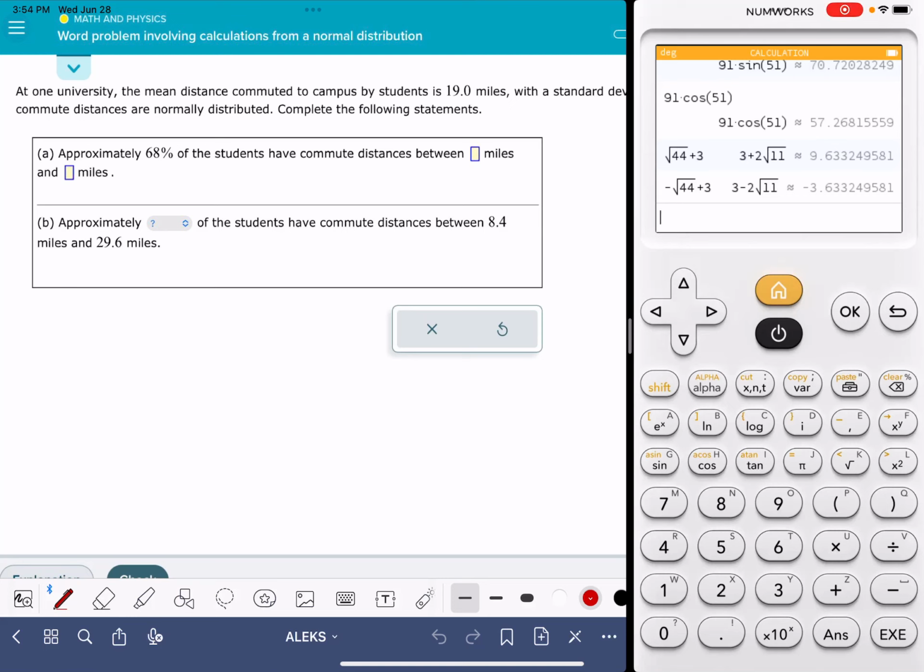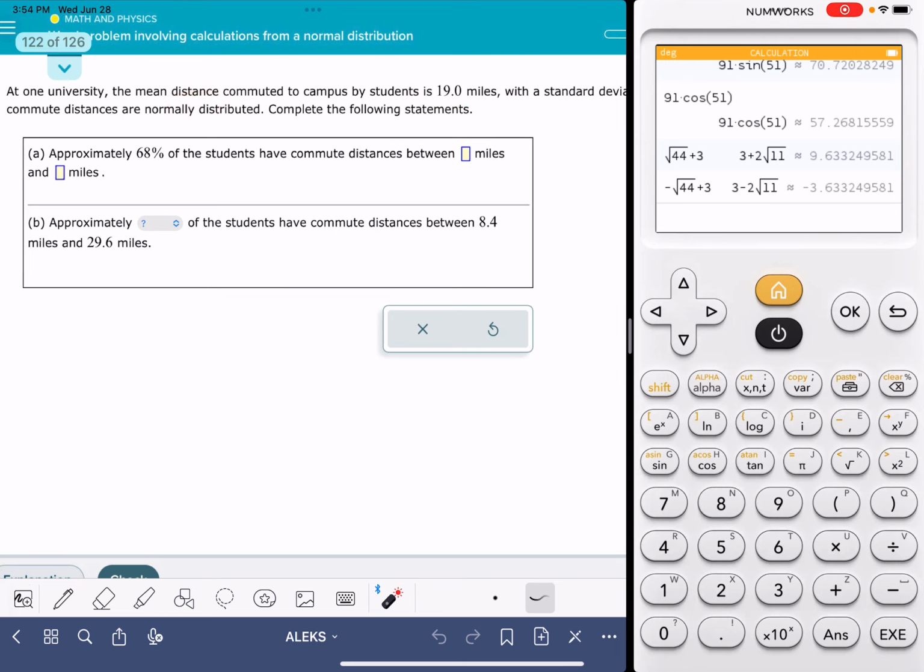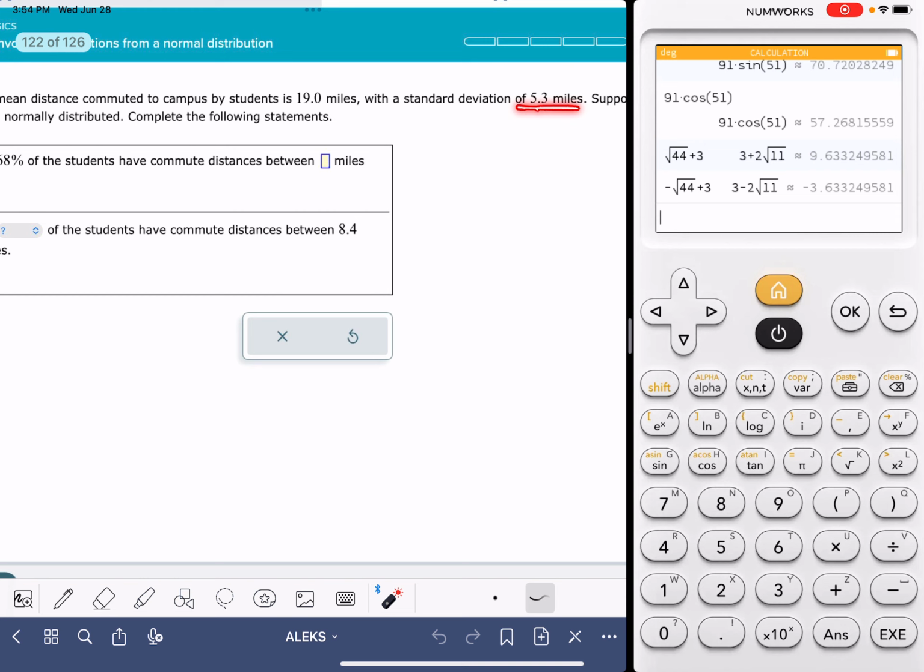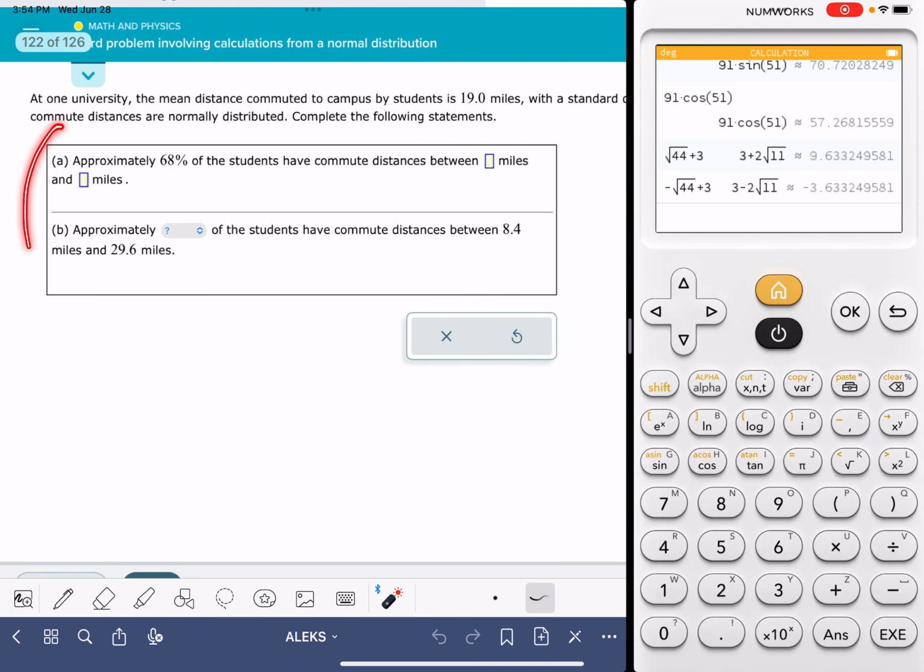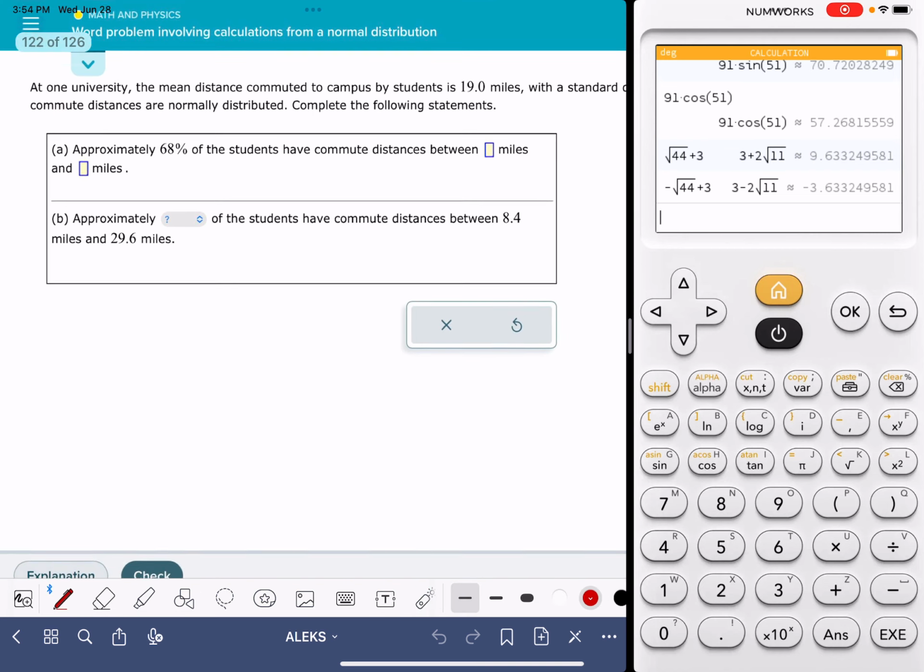In this video, we're going to solve the ALEKS problem called Word Problem Involving Calculations from a Normal Distribution. This problem is going to give you some statistical information. It's going to give you the mean of some measurement, in this case the mean of a distance. And it's also going to give you the standard deviation of that measurement as well, and then ask you a couple questions about the data.